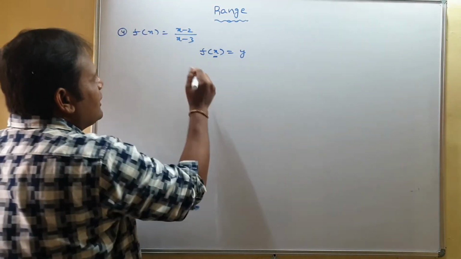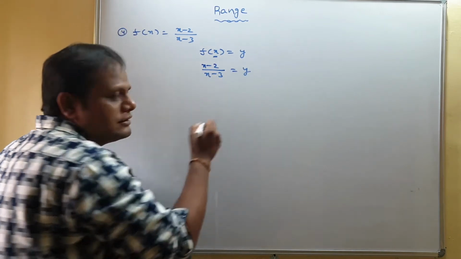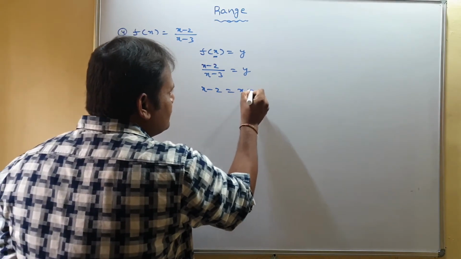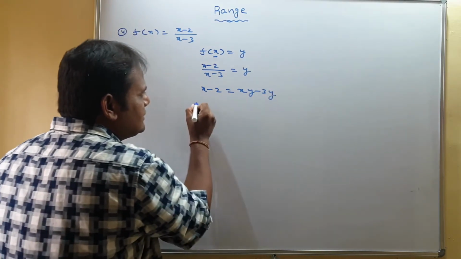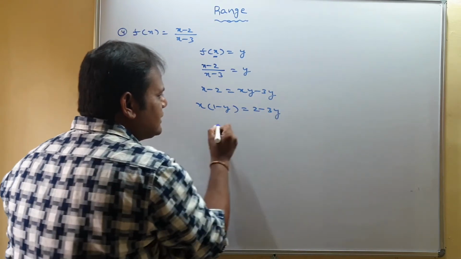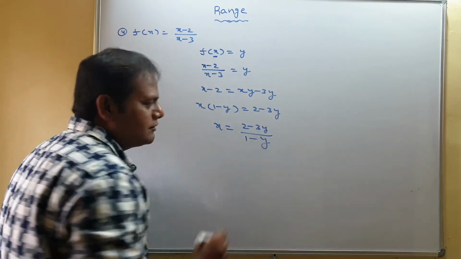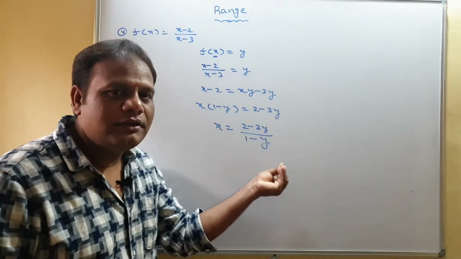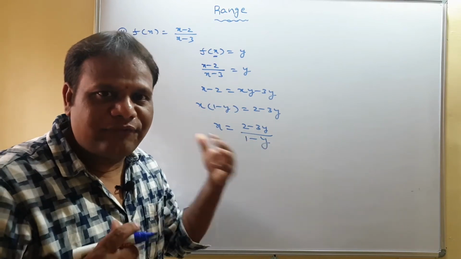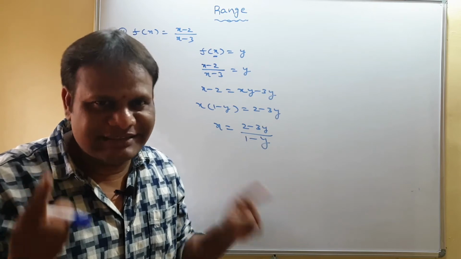Okay. So f of x is (x minus 2) by (x minus 3) equal to y. Just to do the simplification, we can get x minus 2 equal to xy minus 3y. So x into (1 minus y) equal to 2 minus 3y. So x equal to (2 minus 3y) by (1 minus y). Now you tell, we have to find the values of y where x exists.